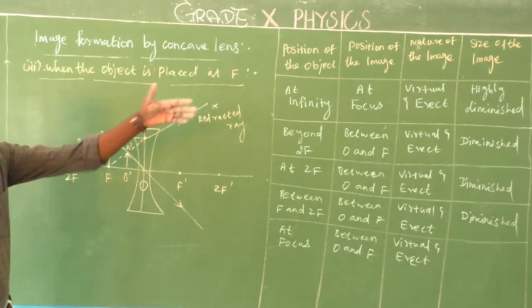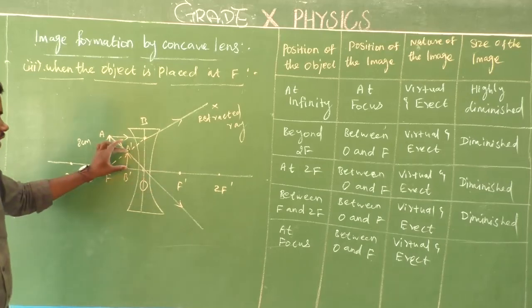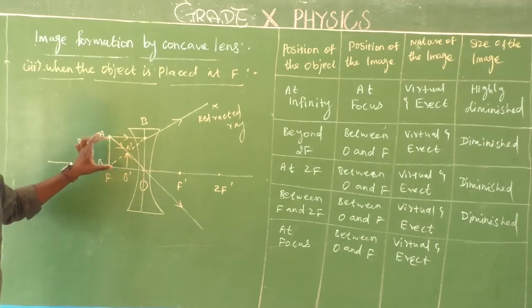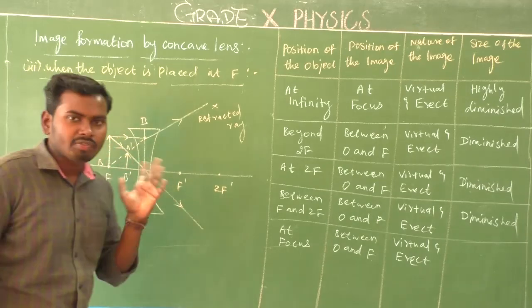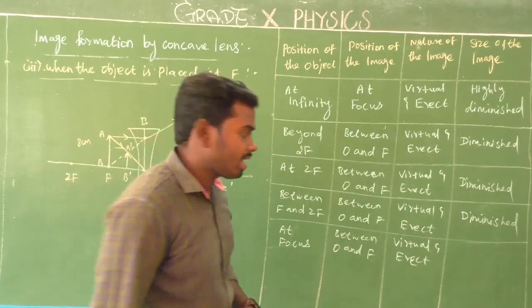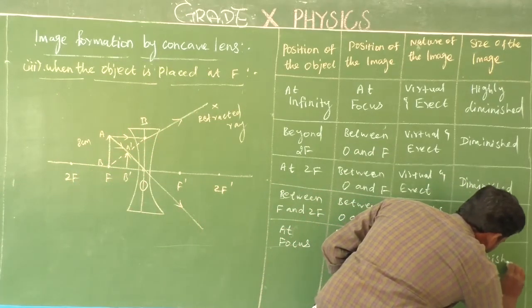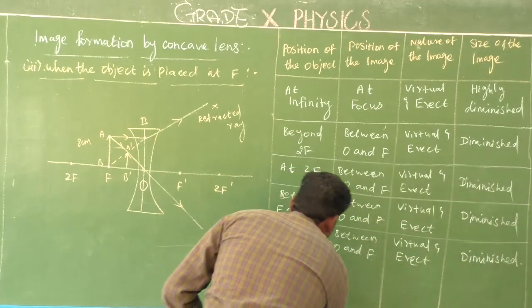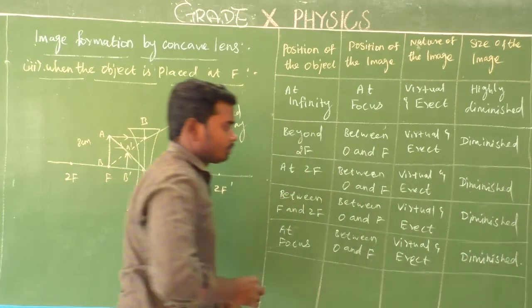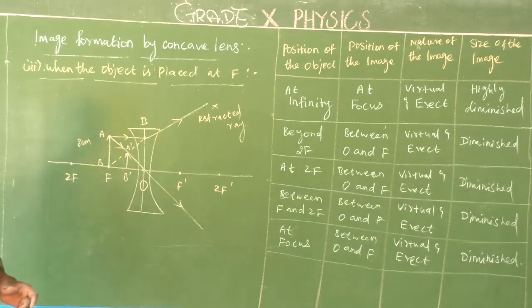Yes. Then what is the size of the image? The size of the image is smaller than the size of the object. So here the size of the image is considered as diminished. Am I right? Yes. Diminished. Very simple.